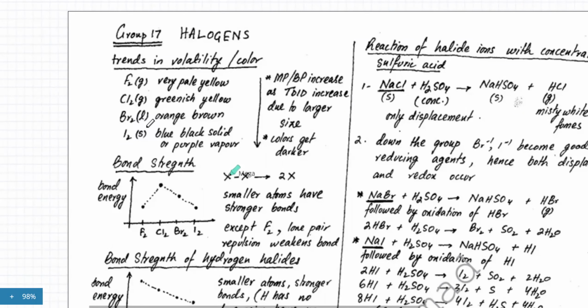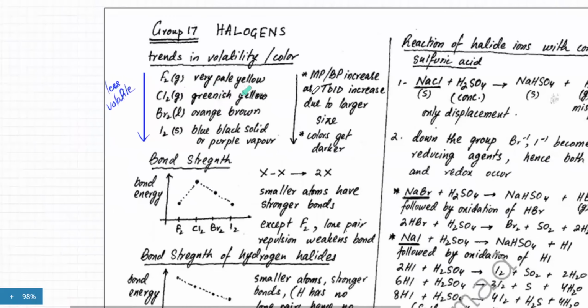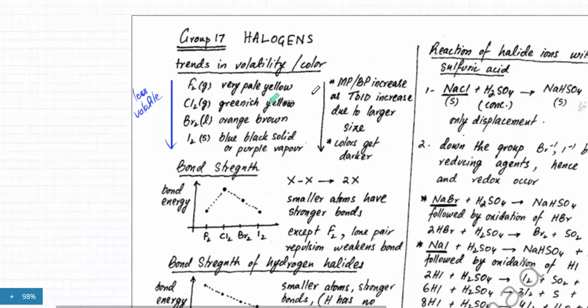The term they use for this is that the volatility decreases down the group. They become less volatile, which basically means that the boiling points and melting points are increasing. It becomes harder for them to evaporate. Why are they increasing? Because they have only van der Waals forces, or temporary dipole, induced dipole.